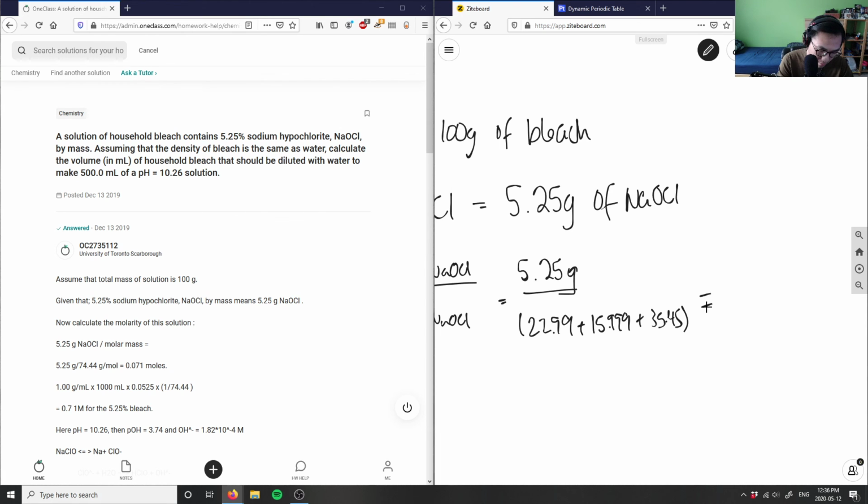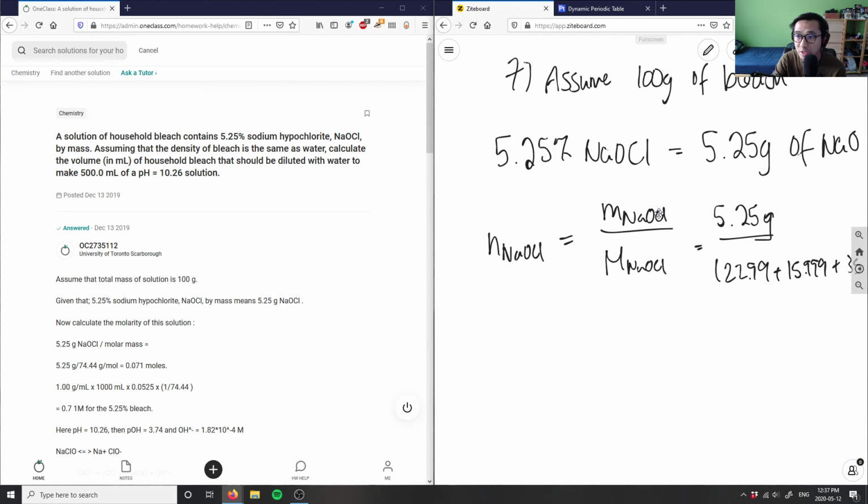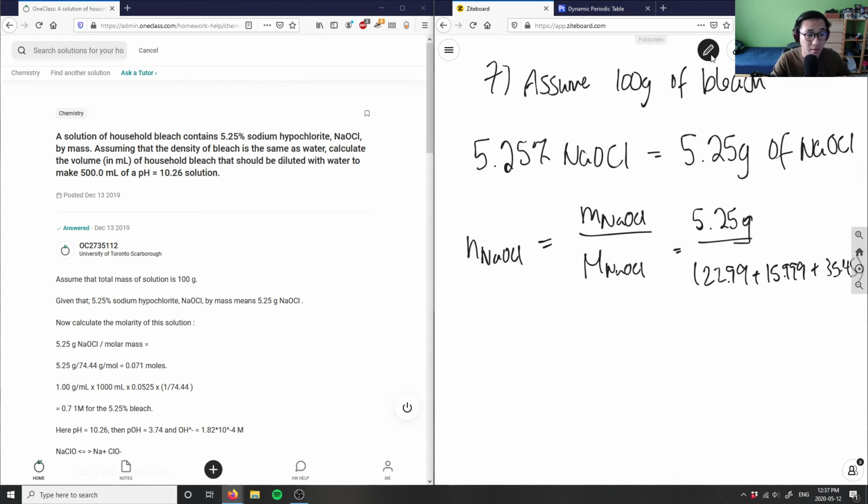I'm going to get a value of 0.071 here. This is moles of NaOCl. So now we're given the moles of NaOCl. What we need to do is find the concentration, right? Because I have moles here, I want to find the concentration. So what I'm going to have to do is divide it by the volume, so I can figure out the concentration.